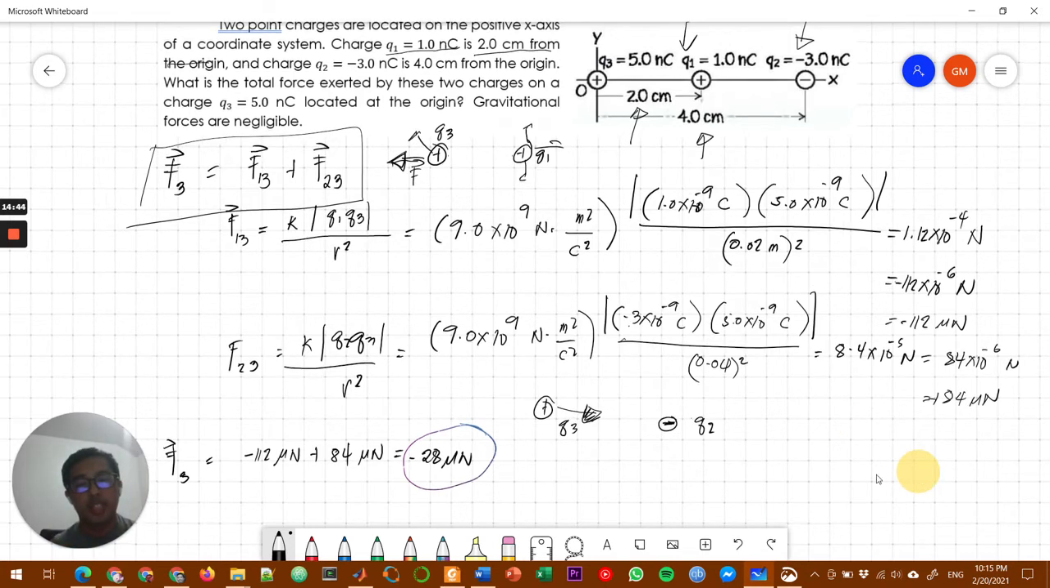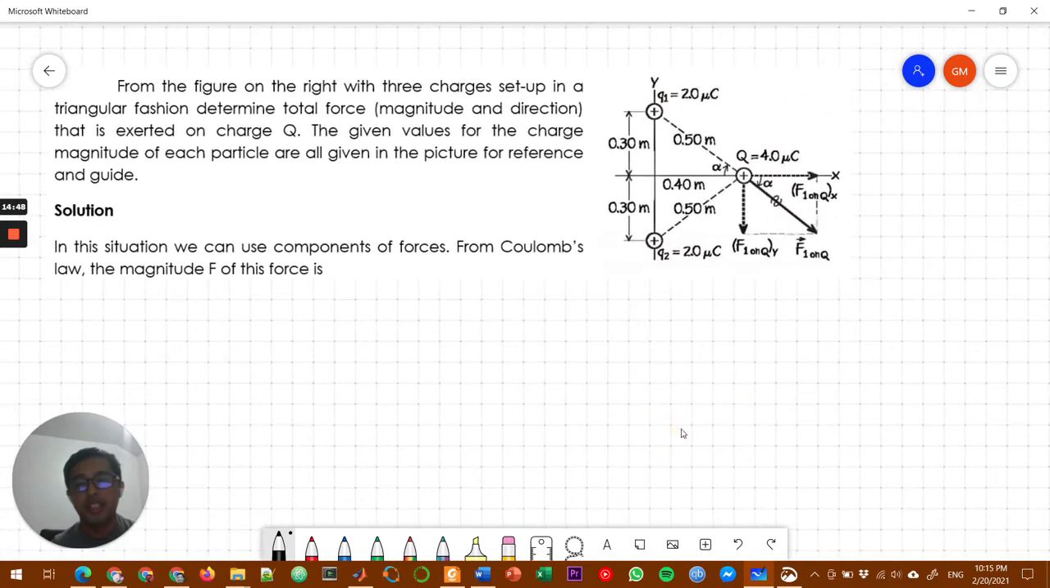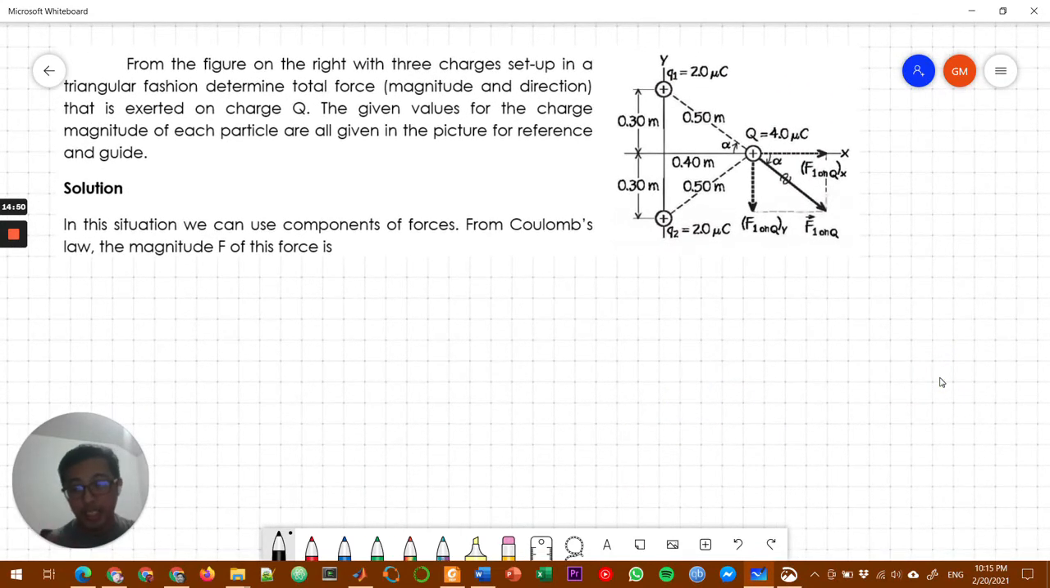Okay, so let's move to another example. How about this example? It's more complicated, but still doable. Solvable. In this case it's not a straight line, unlike before when the charges were on the x-axis. This time it's 2D.